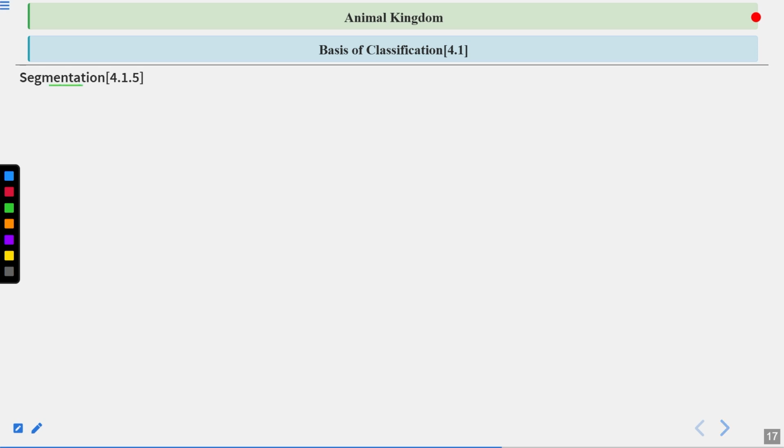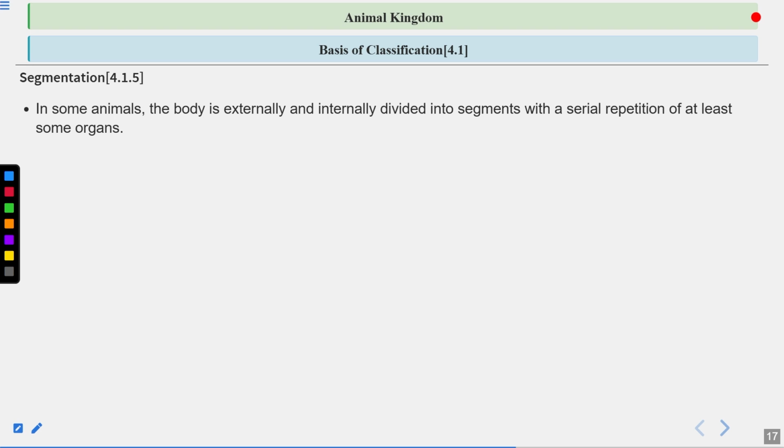Next is the segmentation. In some animals, the body is externally and internally divided into segments. You see, there is a segmentation from the outer side. There is a demarcation of the segmentation. Like you see in the case of arthropods, and in Annelida, earthworm, a very good example, in which you see the segmentation. The body is divided into small segments that you see from the outer side.